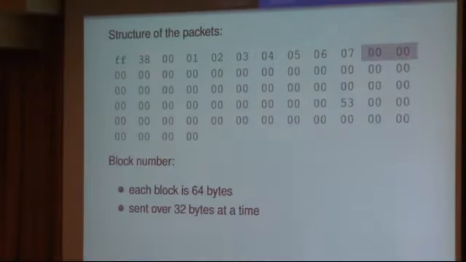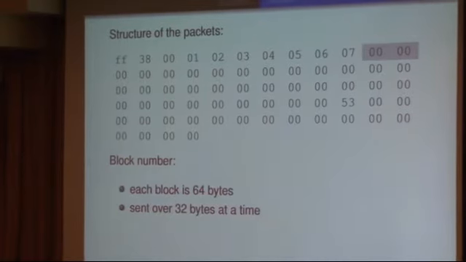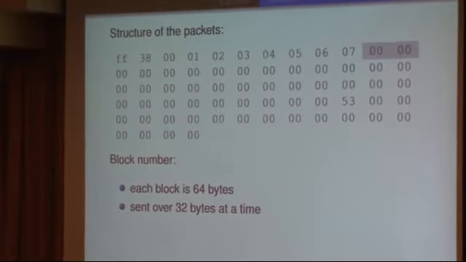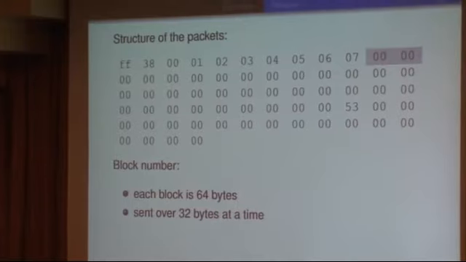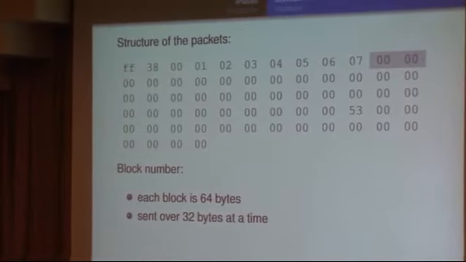And then the next 2 bytes is a block number. It's like we're writing to flash memory, and you can't just write a single byte of flash memory. You have to write a block. And the block size is 64 bytes, and you're sending it over a half block at a time. So there's a block number.